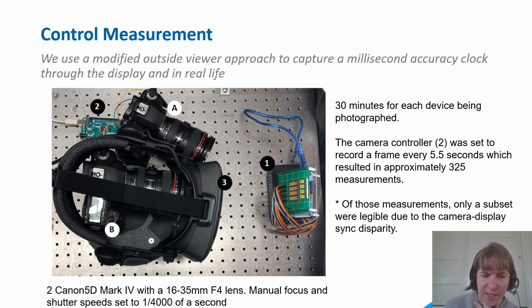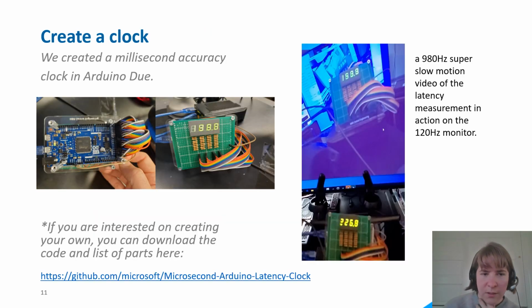And here are the details of the shutter speed, and it's using manual focus. The scene is also very well illuminated. Here are more details about the clock that we have created, and we have also open sourced the code, so you can create your own clock if you want on an Arduino board.